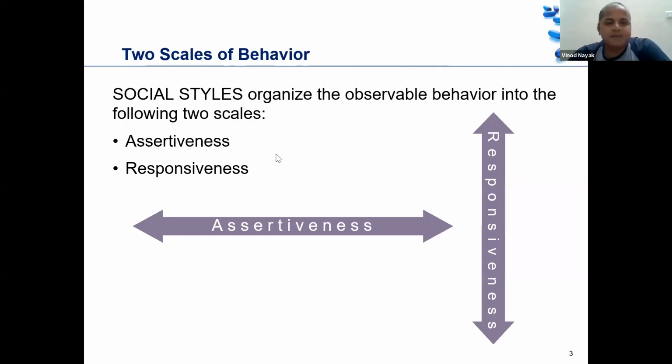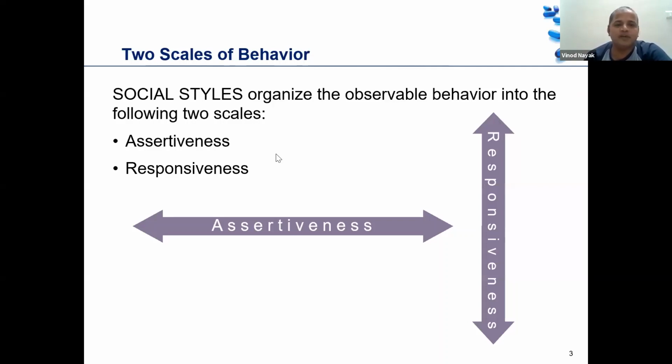So majorly in social styles, we talk about two important areas. One is how they respond, what their way of responding to us is, and their assertiveness in terms of listening to what we speak. Don't you think these two are very important factors when we are interacting with other people? If we know how they tend to respond, based on that we can strategize our communication.